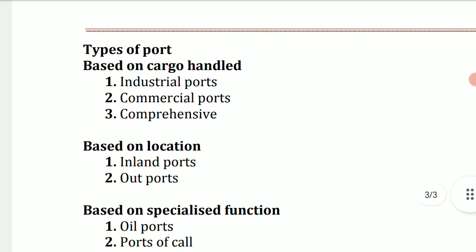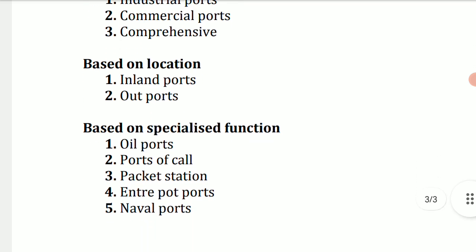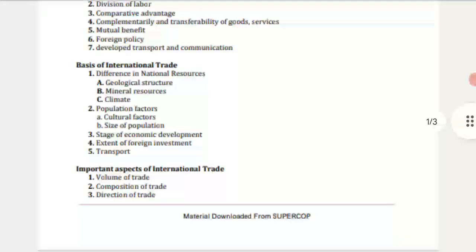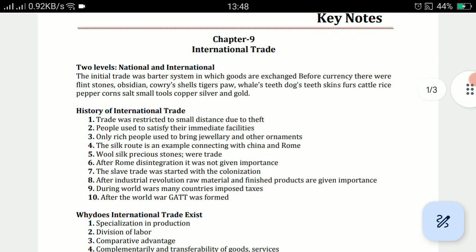Now, what are the types of ports? Based on cargo handled, first is the industrial port, second commercial ports, then comprehensive ports. Based on location, we have inland ports and outports. Based on specialized function, we have oil ports, ports for coal, and so on. Then we have naval ports also, for naval exercises. So, it was a very brief discussion on international trade.